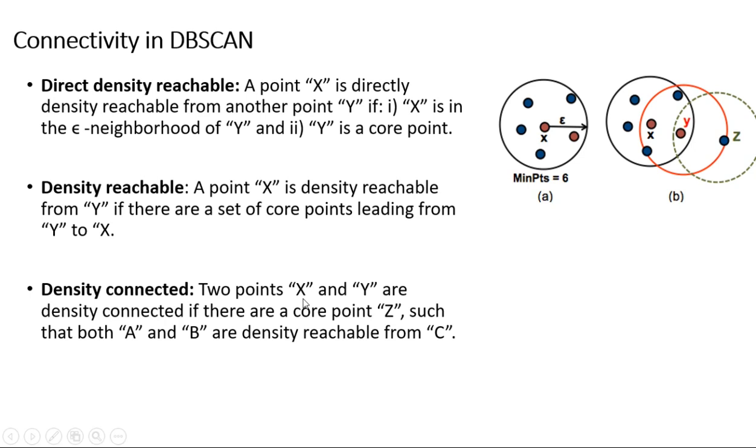The third one is density connected. Two points X, Y are density connected if there is a core point Z such that X and Y are density reachable from Z. If you observe this blue diagram, X and Y are reachable from Z, then we say it is density connected. So these are the different types of connectivities we have.